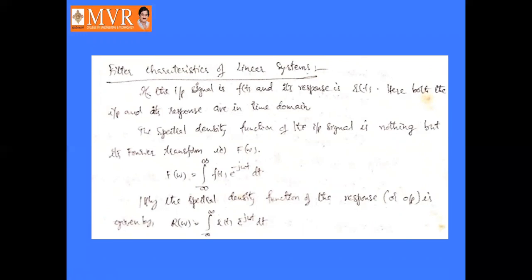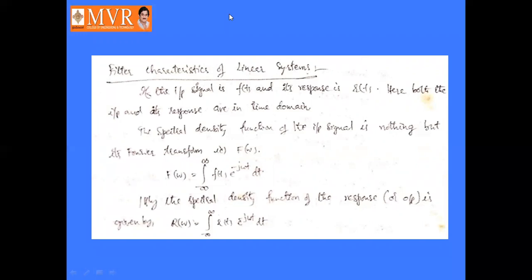The input signal is f of t and its response is r of t. Here both the input and its response are in the time domain. Why? Because they are represented by f of t and r of t. So the input signal is f of t and its response or output is r of t.